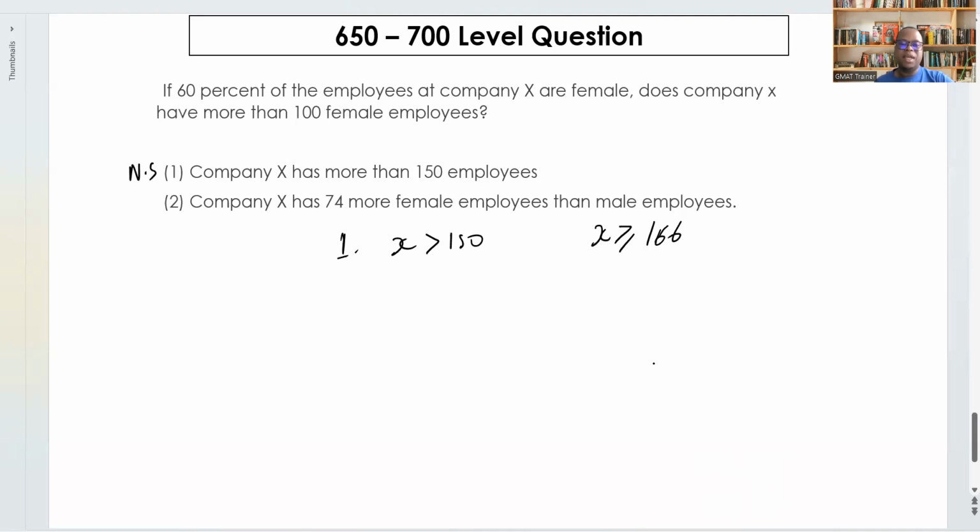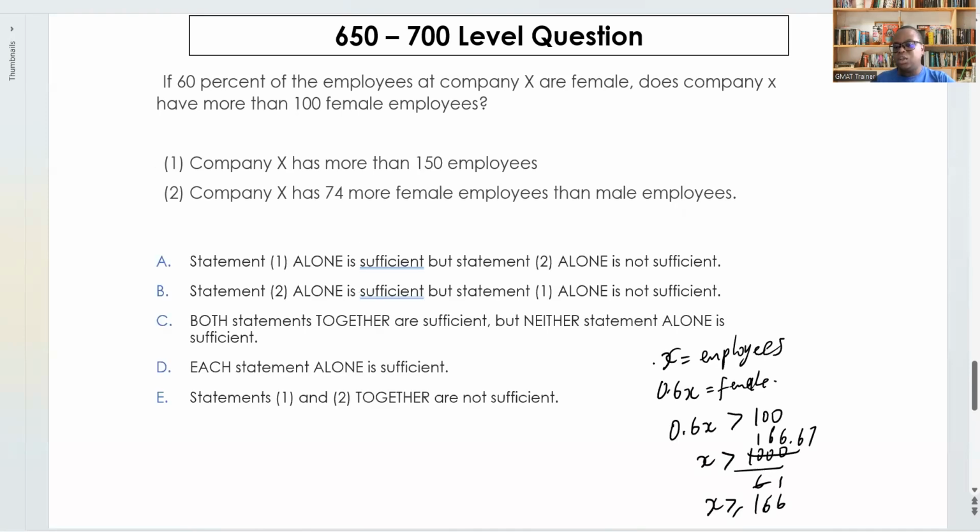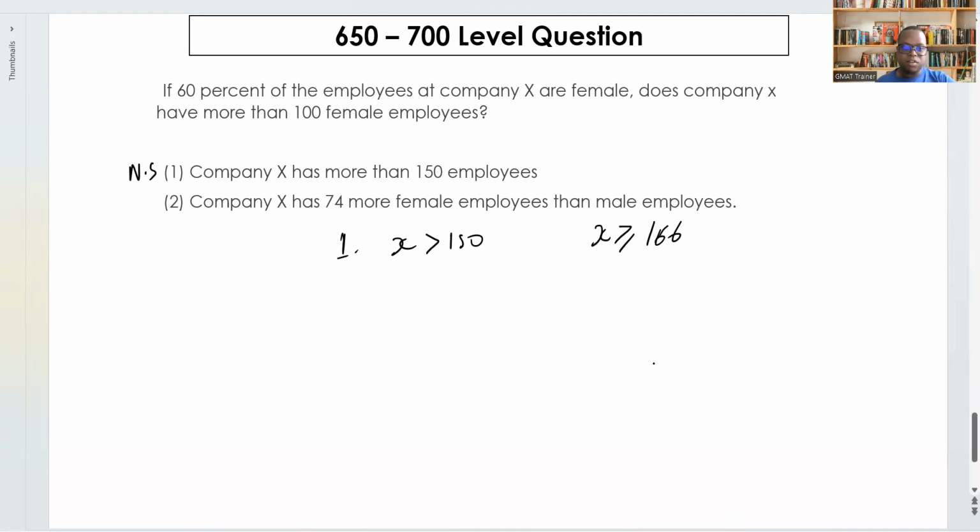Now, the second statement states that company X has 74 more female employees than male employees. What does this mean? The number of female employees, as per the expression we had earlier, is 0.6X. The number of male employees will be 1 minus 0.6, which is 0.4X. The number of female employees exceeds the male employees by 74. That means 0.6X minus 0.4X is equal to 74. This means 0.2X is equal to 74.